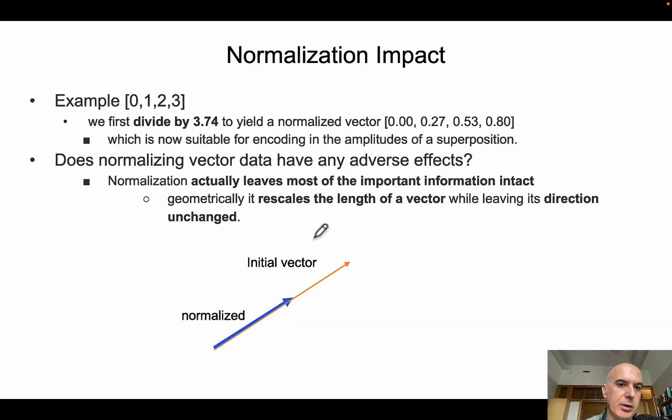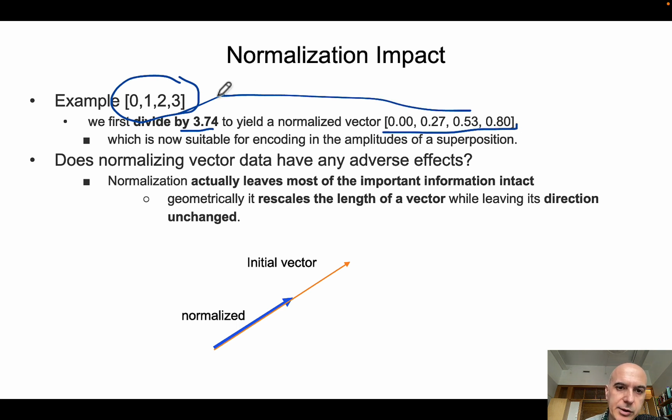So for instance, we have this example vector 0, 1, 2, and 3. We need to normalize, so we need to divide by the norm of this, that is 3.74. When we divide this vector by this, we get this normalized vector here that is not exactly this one, right? So we see these two vectors are different. This is the normalized one. However, using this normalized vector, we can now encode it in the amplitudes of a superposition. So does normalizing the vector have any adverse effects?